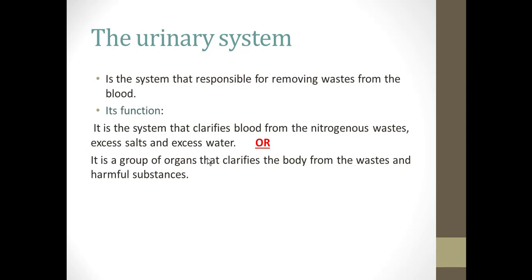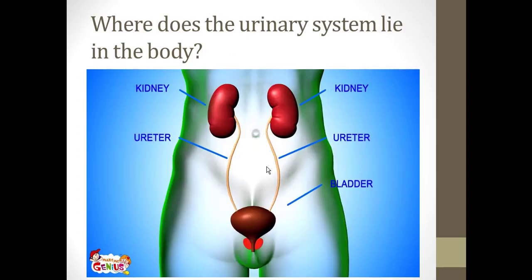Or another definition: it is a group of organs, as we know that any system consists of a group of organs. So the urinary system is a group of organs that clarifies or filters the body or the blood from the waste and harmful substances.